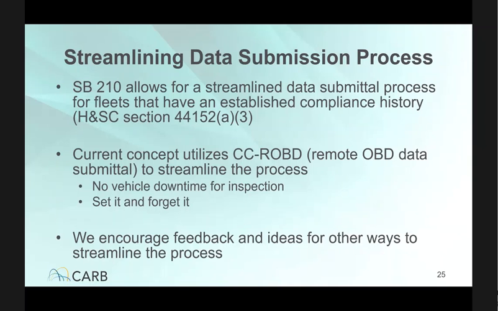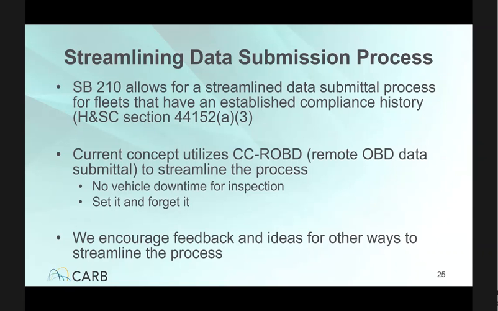Another concept we're specifically teeing up for discussion at the end of the presentation has to do with streamlining the data submittal process, specifically for fleets with an established compliance history. SB 210 includes a provision to allow for a streamlined process, which could include using electronic submittal of OBD data instead of an annual physical testing.